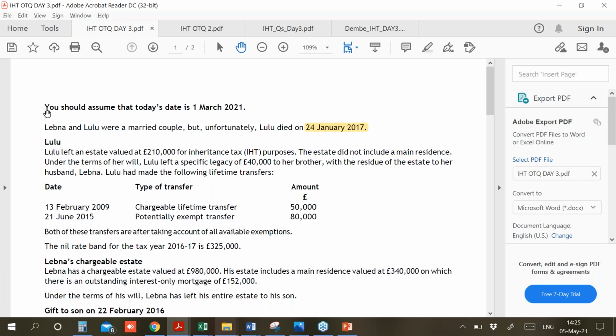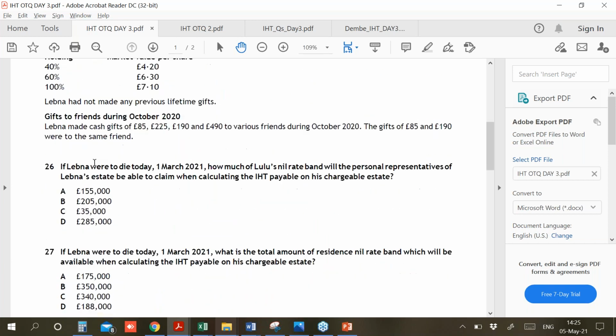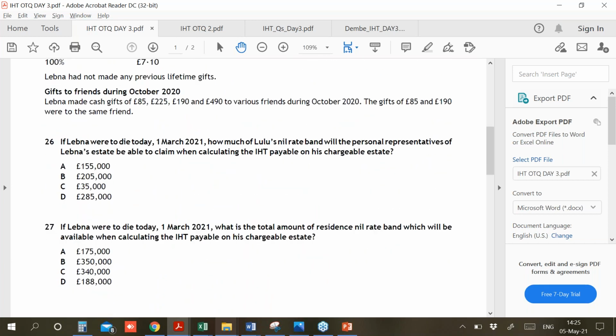By just reading the preface of the question, I will now read the requirements first so that I can see what are the things I should be looking for while I read the scenario. If Lebna were to die today, Lulu has already died. They are asking me that if Lebna were to die today, 1st March 2021, how much of Lulu's nil rate band will the personal representatives of Lebna's estate be able to claim when calculating the IHT payable on his chargeable estate?